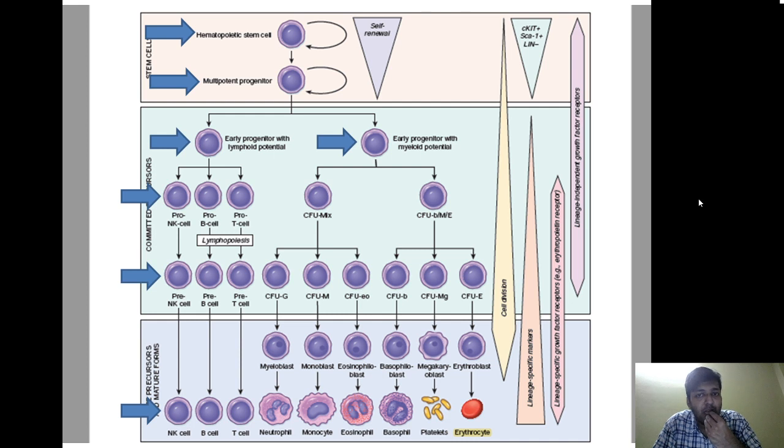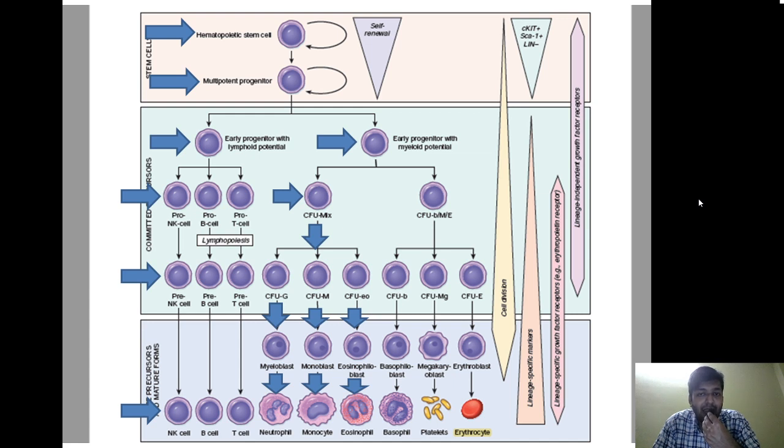Now what happens in the myeloid series? The myeloid series is going to form certain colony forming units. First is a colony forming unit which is a mix of colony forming unit granulocyte, monocyte, and eosinophil. Now this colony forming unit granulocyte is going to give rise to myeloblast, and that is going to differentiate and give rise to the neutrophil series, whereas the colony forming unit monocyte is going to give rise to monoblast, which will ultimately give rise to the mature monocyte. Similarly, colony forming unit eosinophil will give rise to eosinophiloblast, that will give rise to eosinophils.